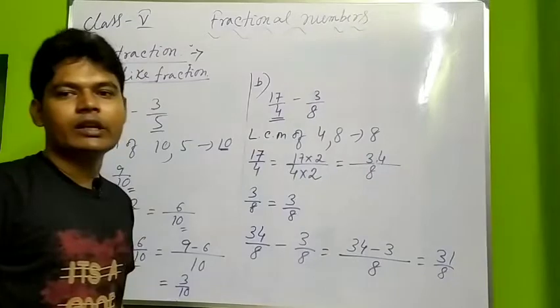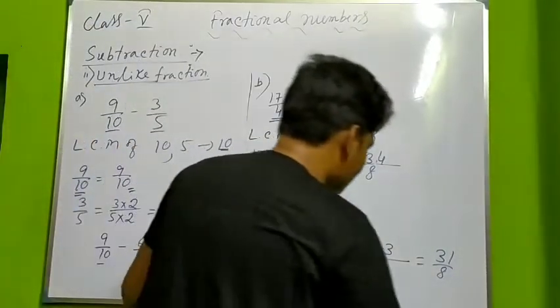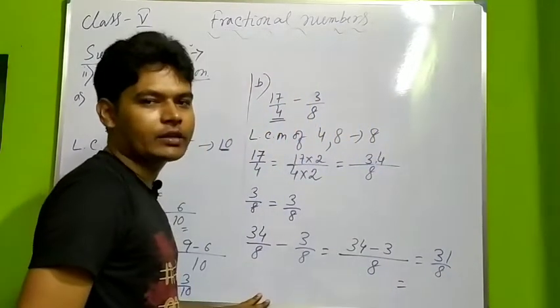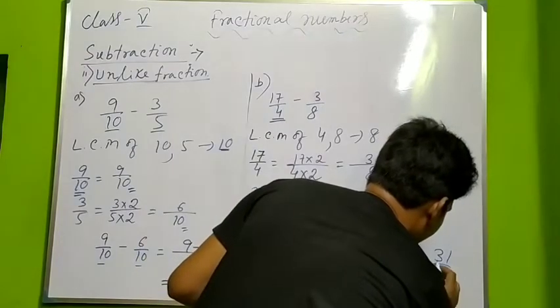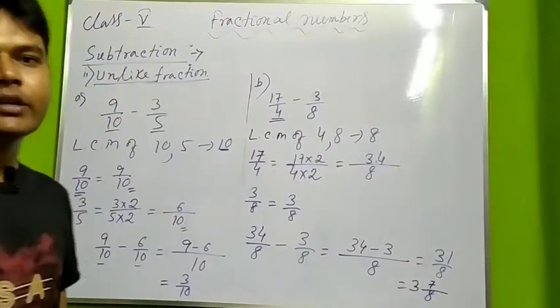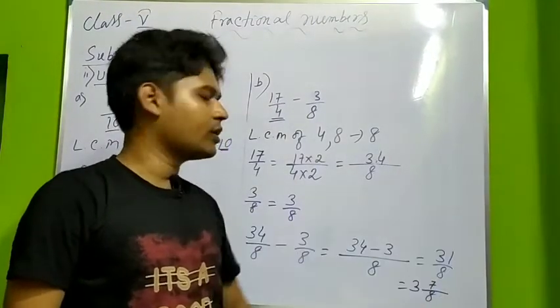It is also written in improper form. So we have to convert this into a mixed number. 31 divided by 8. 3, 7 by 8. 3 as a whole, 7 by 8. Okay, just to check, 3 into 8, 24 plus 7, 31.